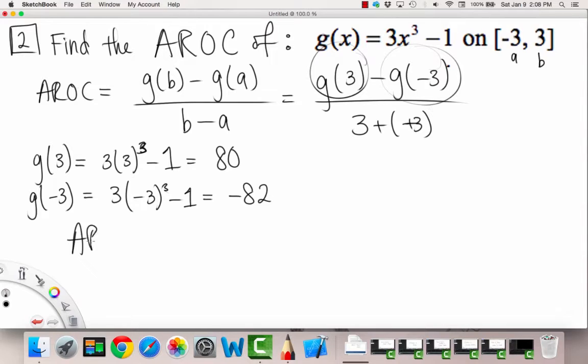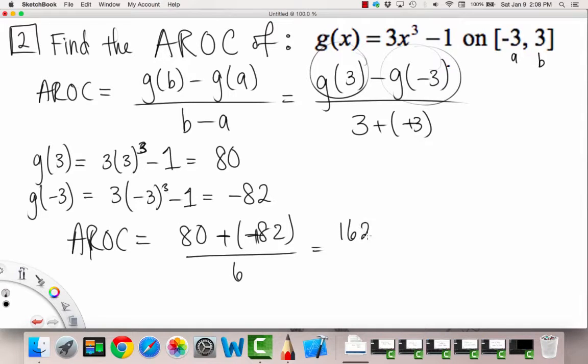Okay, so now we have everything we need to continue our problem. Average rate of change is equal to g(3), which is 80, minus g(−3), which is −82, divided by 3 plus 3, which is 6. So these negatives cancel out, and we get 162, divided by 6, and this is equal to 27. So our answer is just going to be 27, and we don't have units to work with, so that'll be our average rate of change.